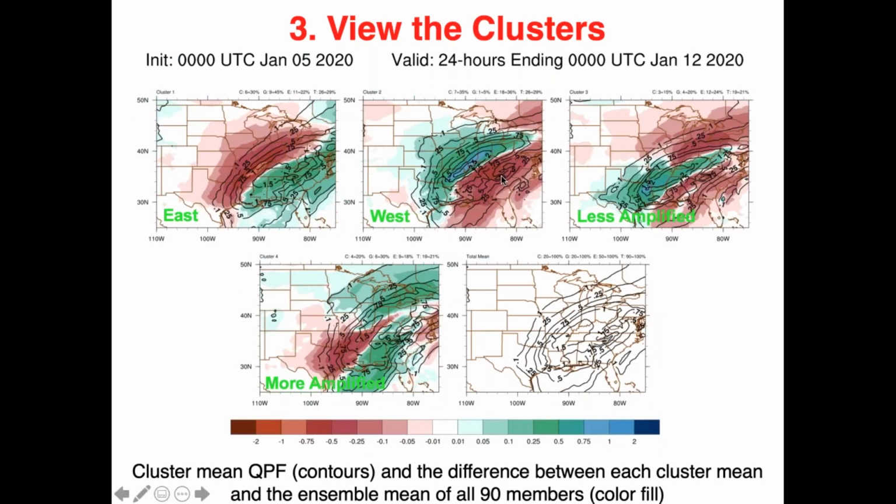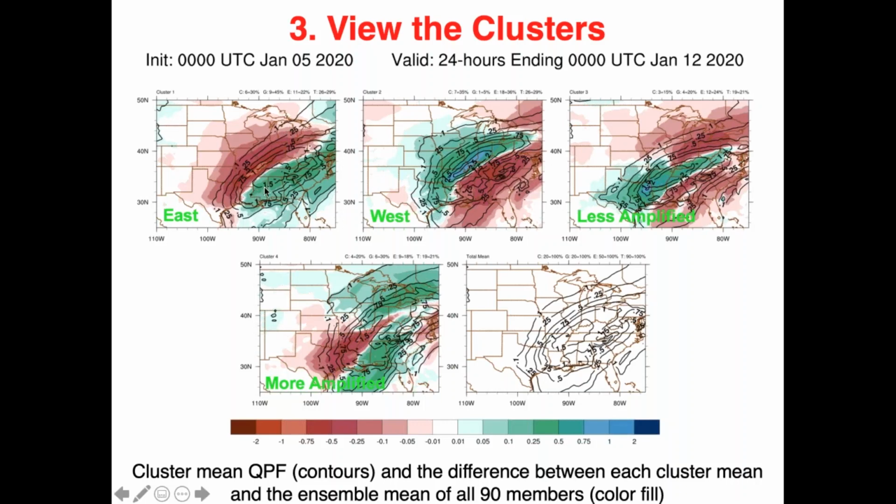So again, we have all 4 cluster forecasts as well as the total ensemble mean. In this plot, the cluster mean QPF is contoured, and then the color shading in this particular plot is the difference between each cluster and the total ensemble mean. So you can quickly see how this cluster differs from the mean of all 90 ensemble members. So if we look quickly just at cluster 1, which was having that trough ridge couplet further to the east, it makes sense.